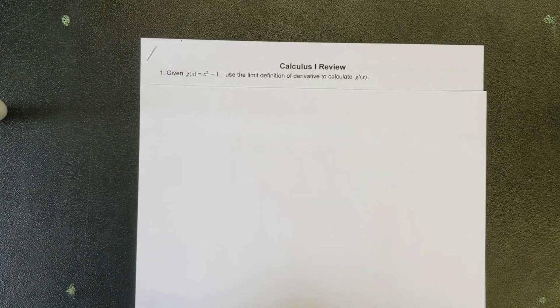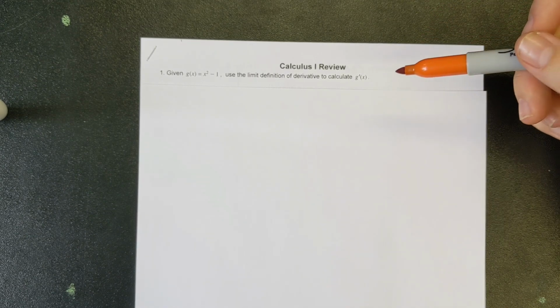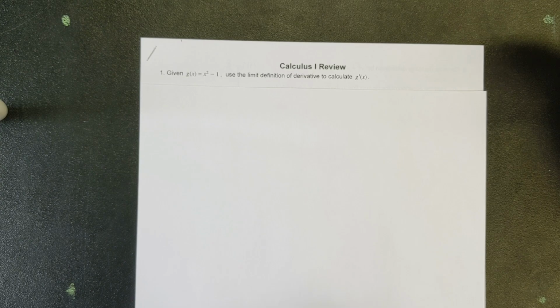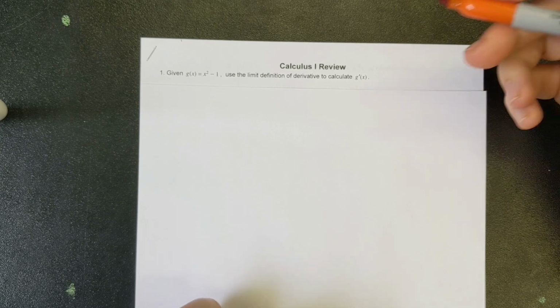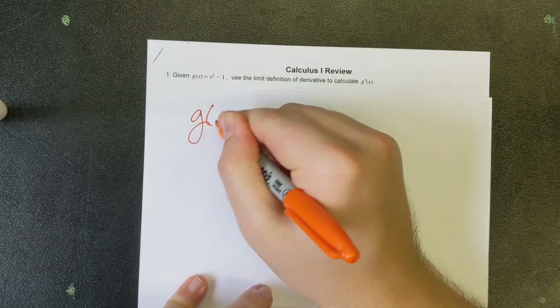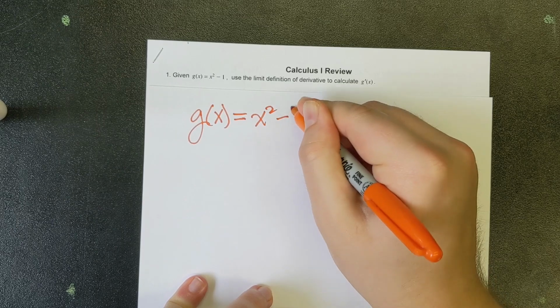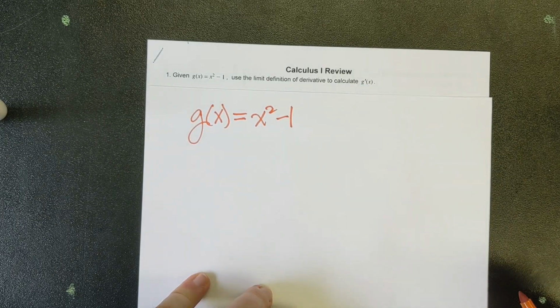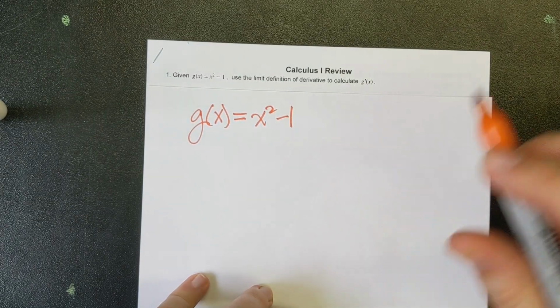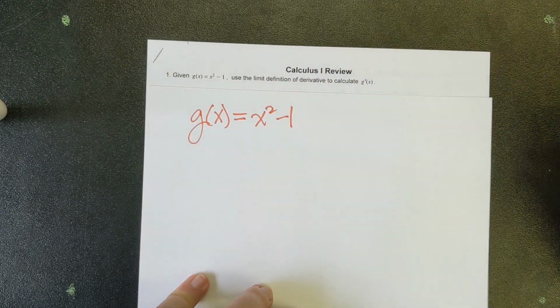In this video, we're going to go through a review guide covering the major themes and problems that you encounter in Calculus 1. So let's begin. The first one is giving us a function, g of x equals x squared minus 1, and it's asking us to calculate the derivative of this function using the limit definition.